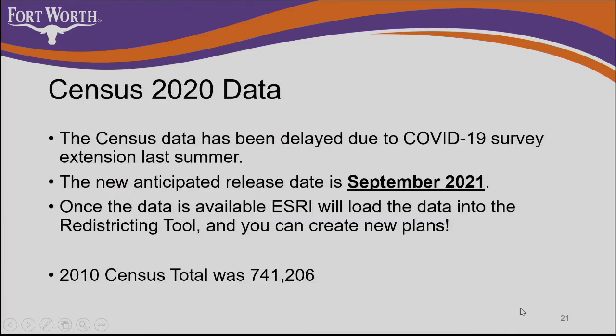As Fernando mentioned, the 2020 census data was delayed, so we're anticipating it in September. The vendor has mentioned that they need at least a 30-day lead time. So from whenever they get it, they'll update their demographic information and add that to the software. As soon as that's available, you can start creating your own new plans.